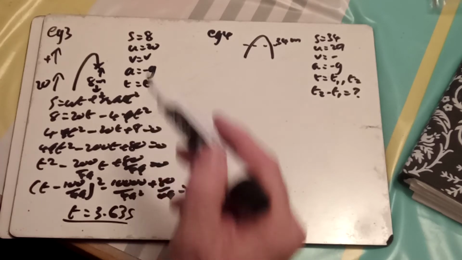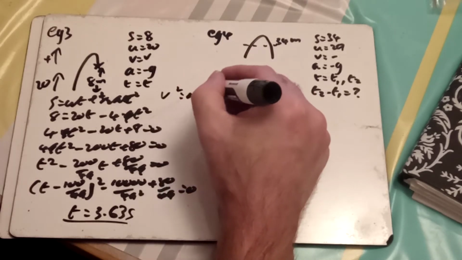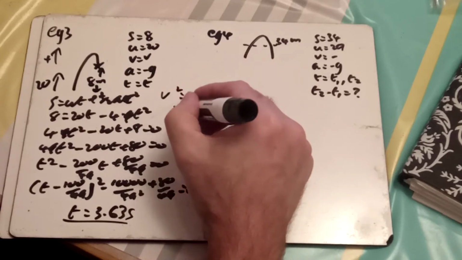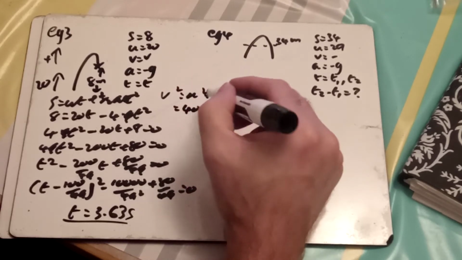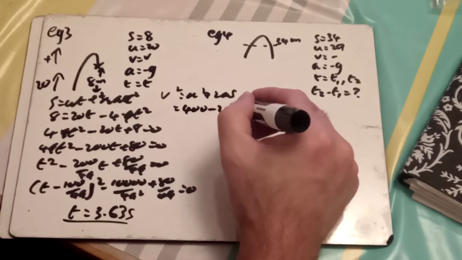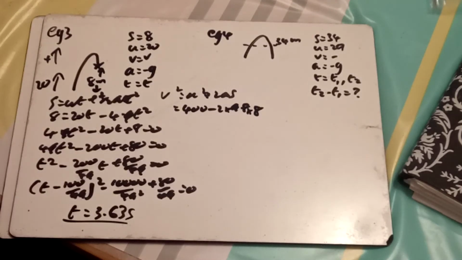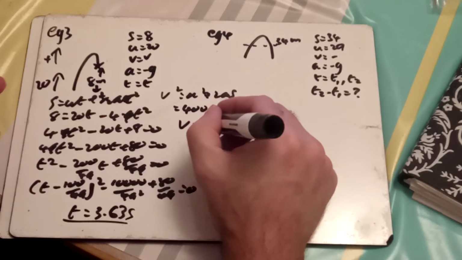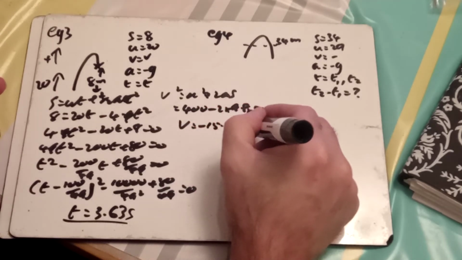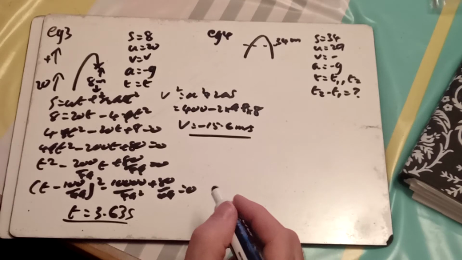To find V, it's the one without T, so V squared equals U squared plus 2AS. V squared equals U squared, 400, and then minus 2 times 9.8 times 8, so 400 minus 19.6 times 8 equals, whatever that is, 243.2. Don't forget to square root the answer to get 15.6. V is minus 15.6 meters per second, or 15.6 meters per second downwards.